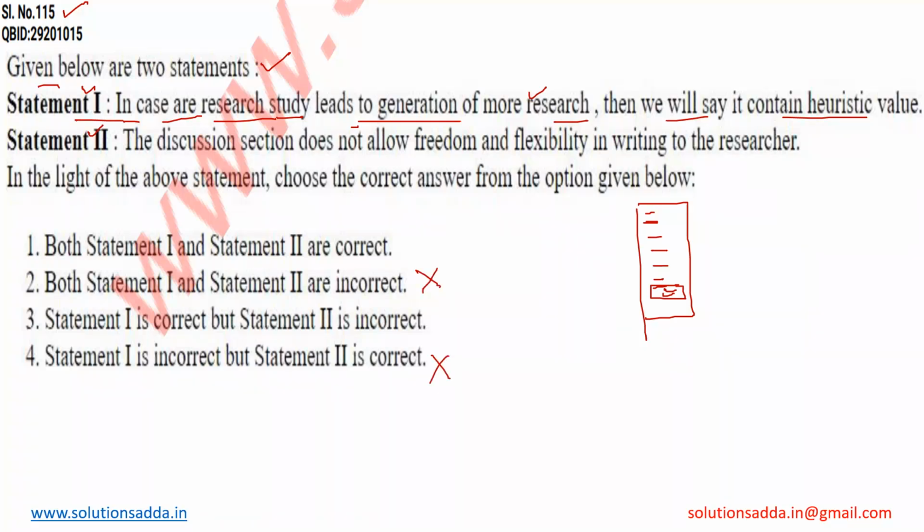Let's read the second statement. Statement 2 says the discussion section does not allow freedom and flexibility in writing to the researcher. Then what will be the purpose of having a discussion section where you are not giving the freedom and flexibility to the researcher to explain what they are trying to say? Here the researcher should have complete freedom and flexibility to write their thoughts on a particular topic or whatever the discussion topic is. There should not be any restriction on the researcher to express their thoughts on the particular topic. So here statement 2 seems to be incorrect.